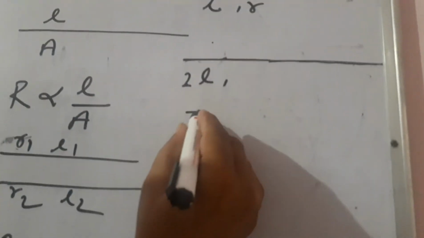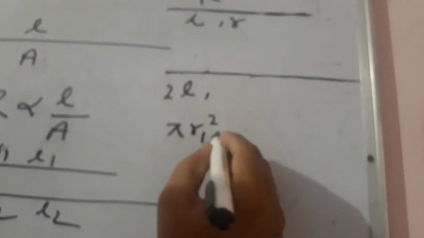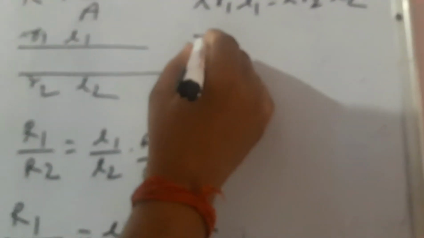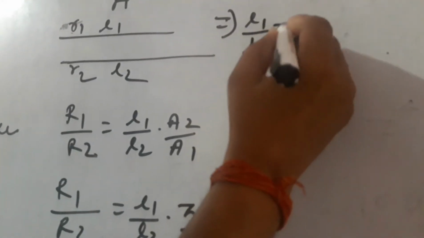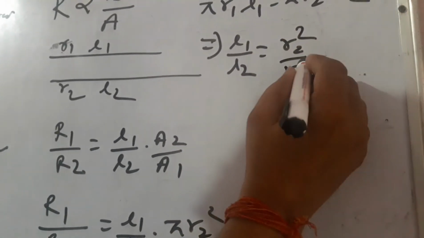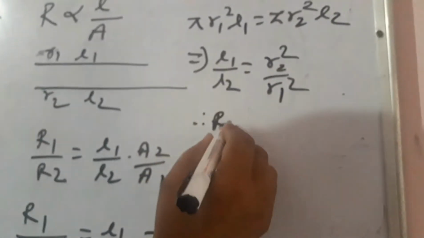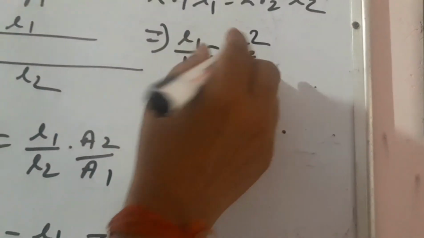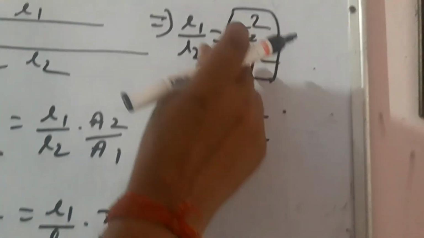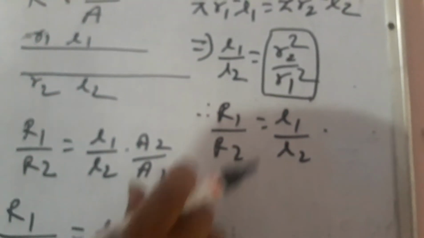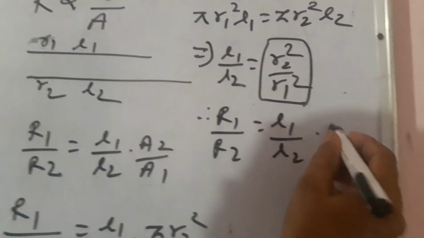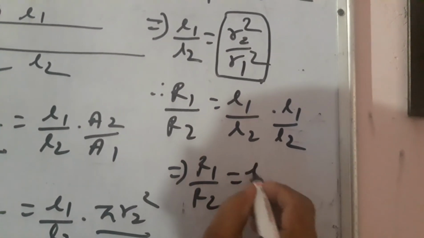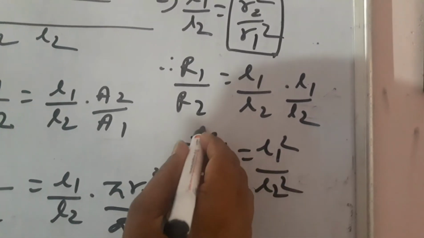conductor is always constant, therefore pi r1 square L1 equal to pi r2 square L2. That implies L1 upon L2 is equal to r2 square upon r1 square. Therefore, ratio of resistances R1 upon R2 equal to L1 upon L2 into r2 square upon r1 square equal to L1 upon L2. So put the value of r2 square upon r1 square as L1 upon L2. That implies R1 upon R2 is equal to L1 square upon L2 square.